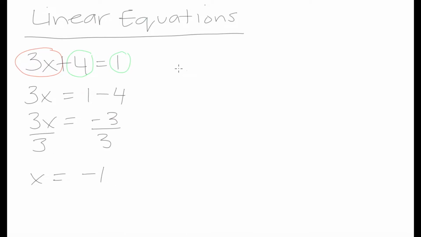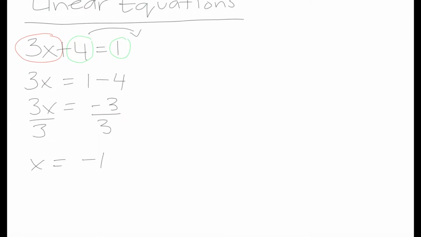And this is going to be the strategy that you're going to use every time you are trying to solve a linear equation. You are going to keep your terms with a variable on one side of the equal sign. You're going to move all of your terms without a variable or your constant terms to the other side of the equal sign. And then you are going to simplify and solve for your variable. So let's go over a few more examples to make that even more clear.